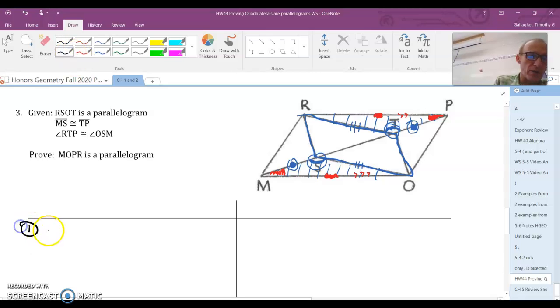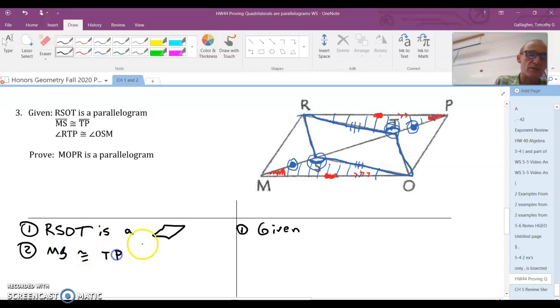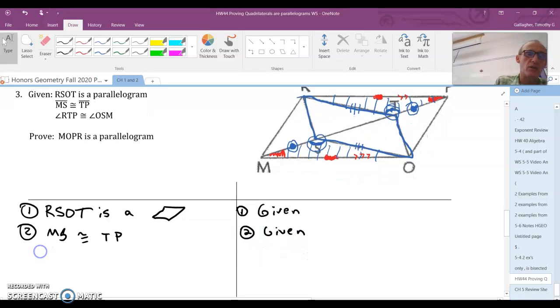So we have number one, RSOT is a parallelogram. And that's given. And then the second thing we have is MS congruent to TP. And that's given. All right, and then we have angle RTP congruent to angle OSM. And that's given.